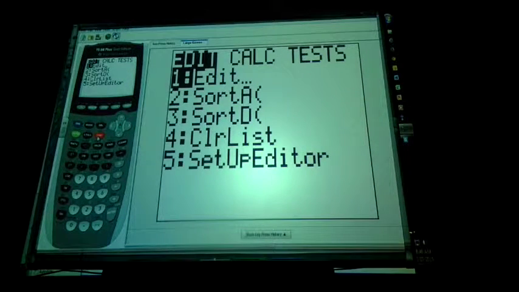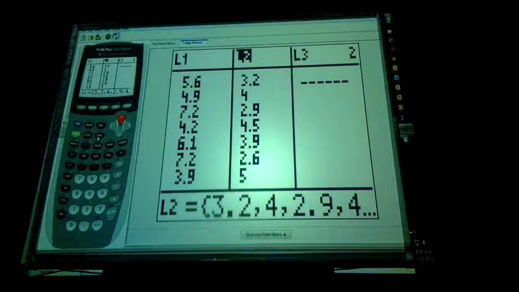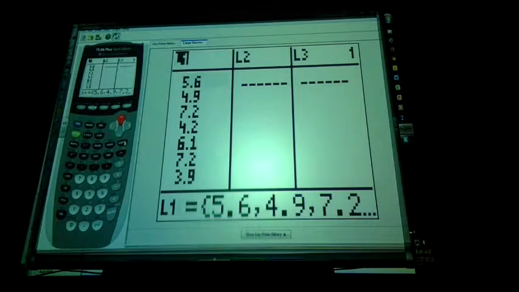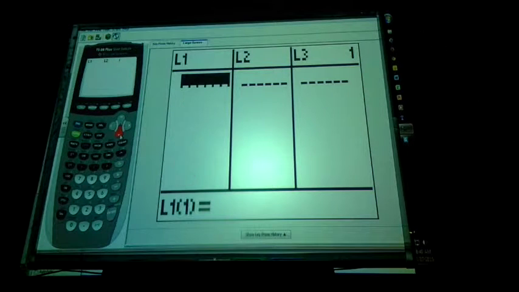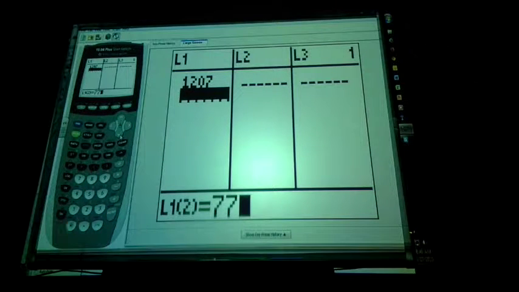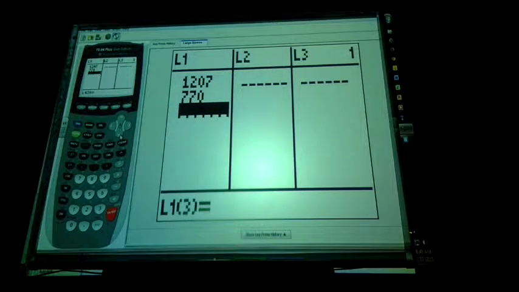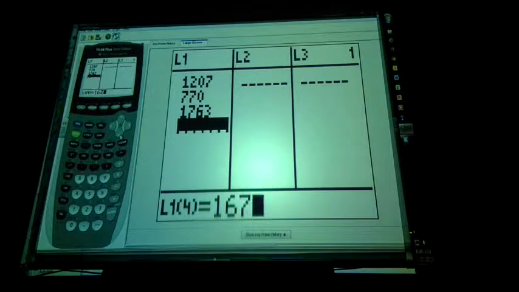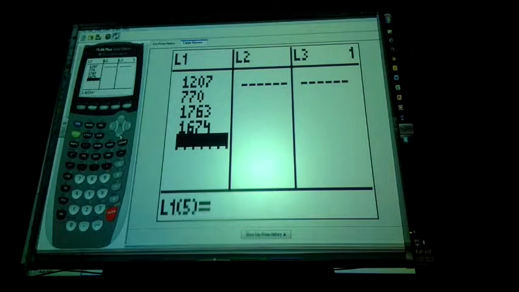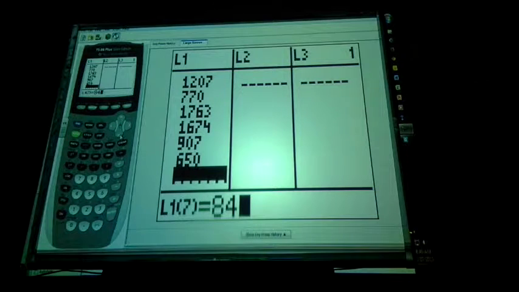So I'm going to go stat, edit, clear the data, and plug them in. Make sure I'm going right. 1207, 7, 650, 845.